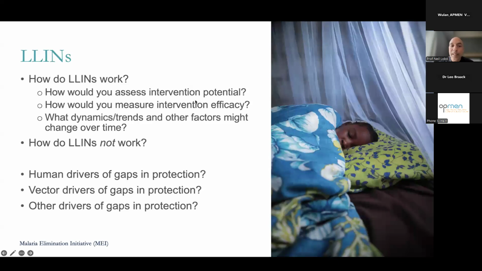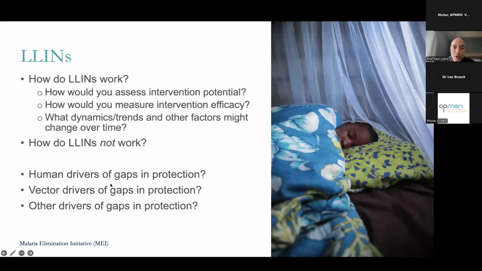And once I implement it, how would I measure its effectiveness? What other things might change over time after I implement interventions? This intervention, what might change? For example, the mosquito species composition, their biting behaviors, when they bite, where they bite, right? And then the flip side of how bed nets work, how do they not work, right?